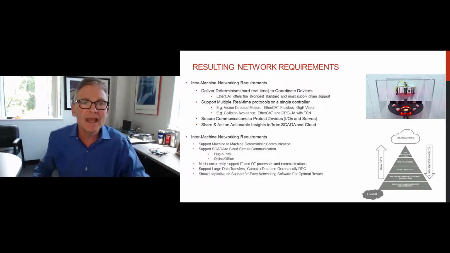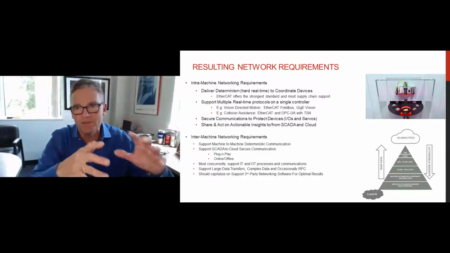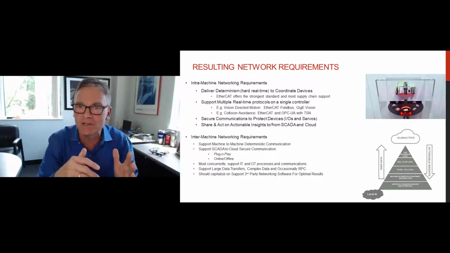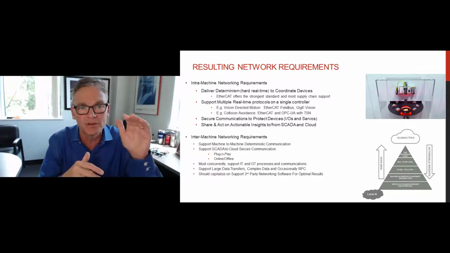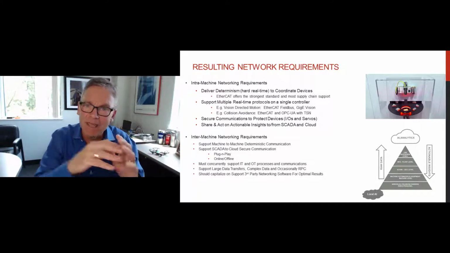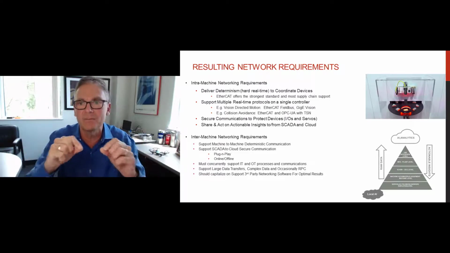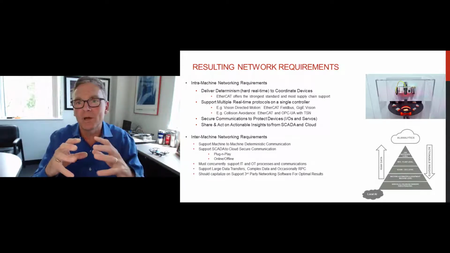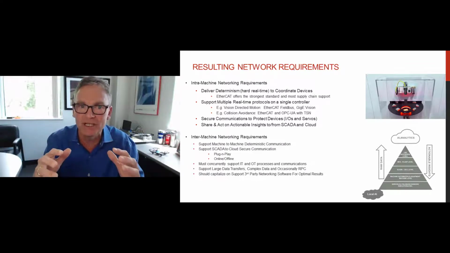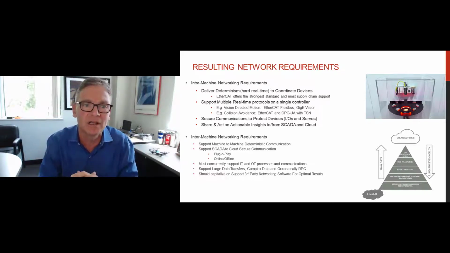So just netting it all out, we looked at four trends. I'm only focused on the trends with respect to the network issues and the way you categorize them. All the requirements we just heard are intra-machine networking requirements. You have to deliver determinism and coordinate the devices, so you can optimize your internal machine. And EtherCAT offers the strongest standard for doing intra-machine networking.